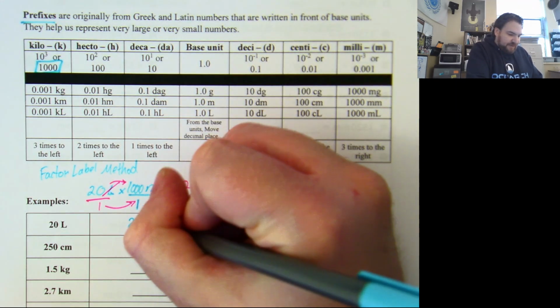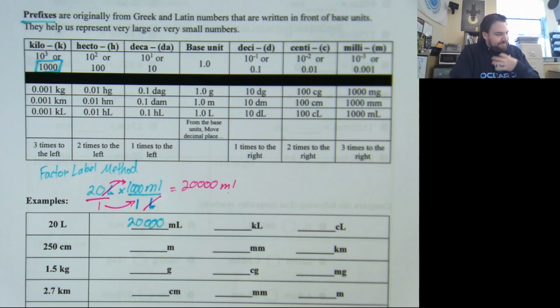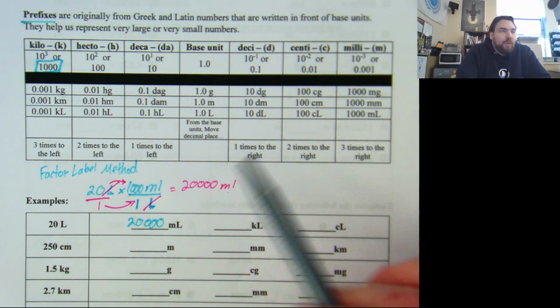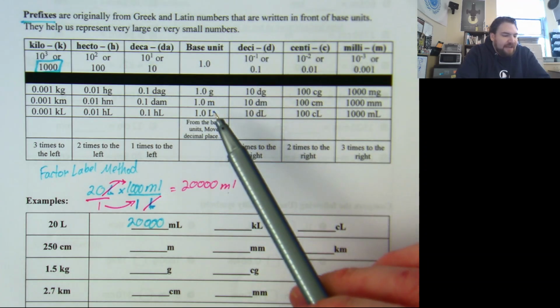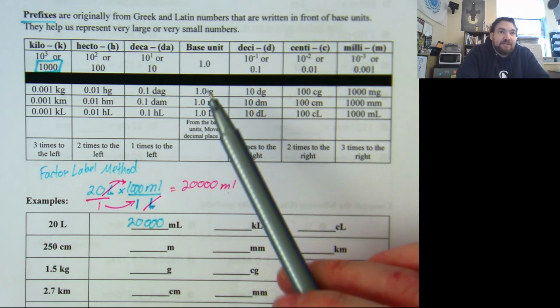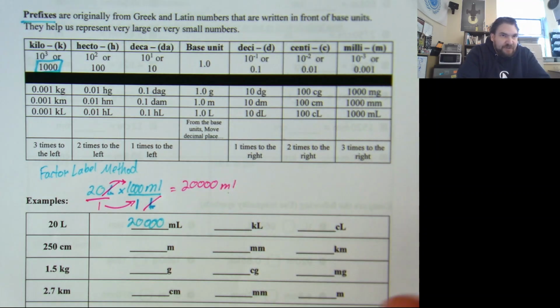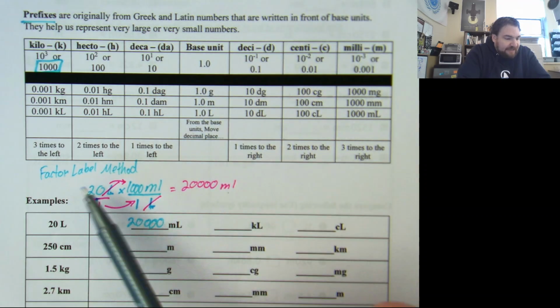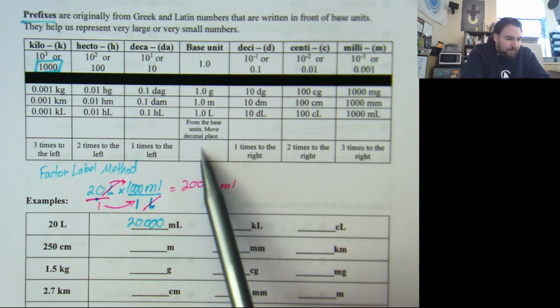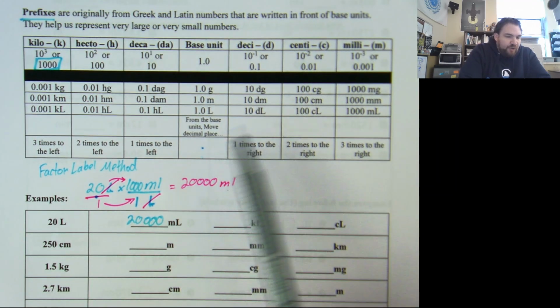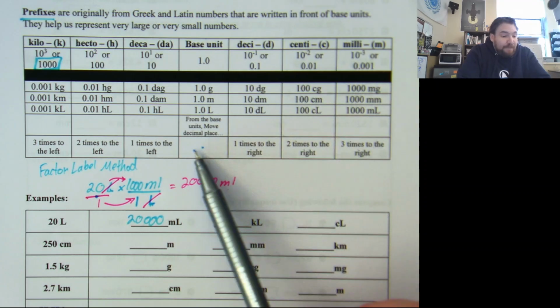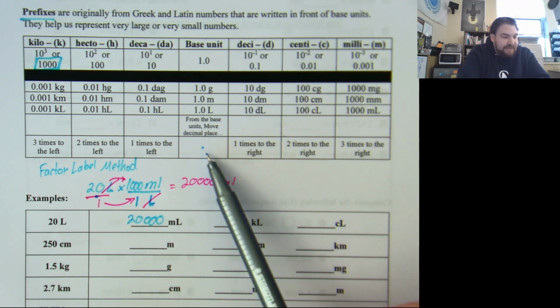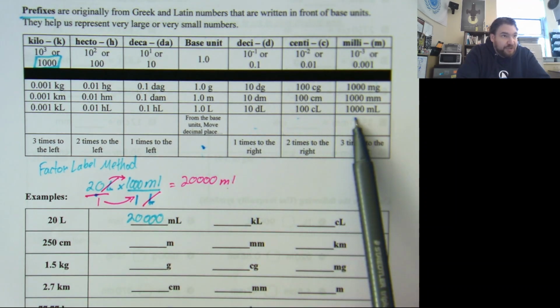Let's put this answer in here, 20,000. And if we take a look at what we did, then there's a shortcut that we can glean out of here that some of you might find useful. We started at 20 liters, and a liter is a base unit, so here we are in that middle column. We wanted to convert it over to milliliters. So how many columns away is the milliliter column? Yeah, 3. 1, 2, 3. 3 to the which way?